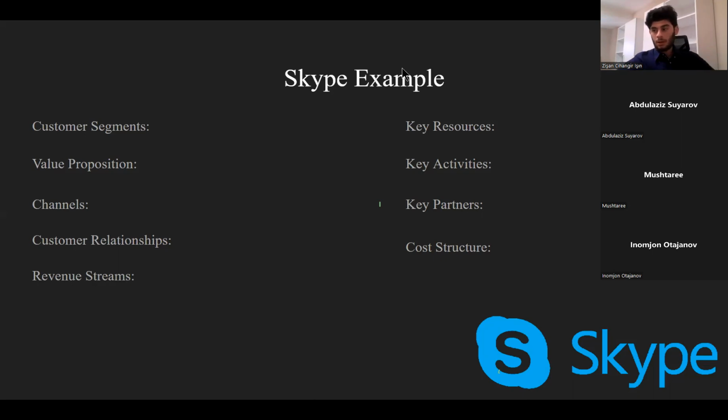Internet users. Yes, that is correct. You have Skype, you would want to reach the global internet users. That's true. What is the value proposition that you serve? You have Skype, what's the value that it serves to the internet users?